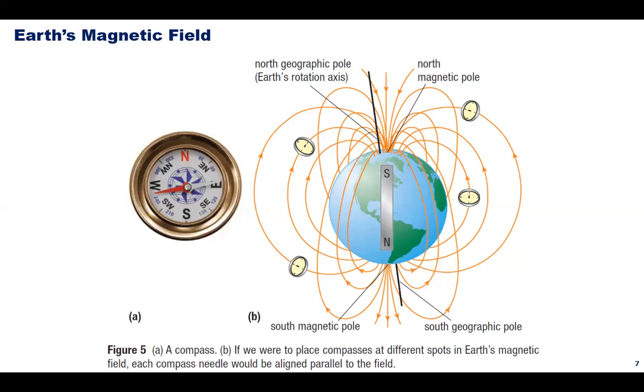Note that the north magnetic pole of one magnet, the compass needle, for example, points to the south magnetic pole of a second magnet. So Earth's north geographic pole is actually a south magnetic pole, right? However, it is convention to refer to it as Earth's North Magnetic Pole, even though it's a south pole of a magnet. Okay, be careful with the difference here.